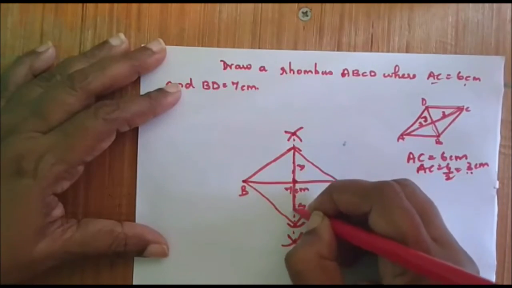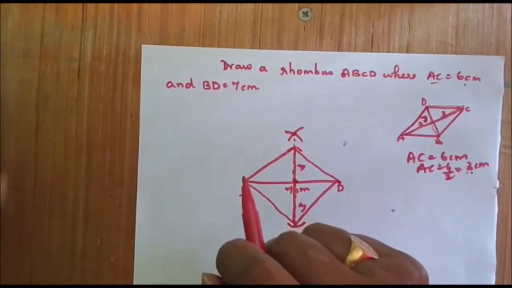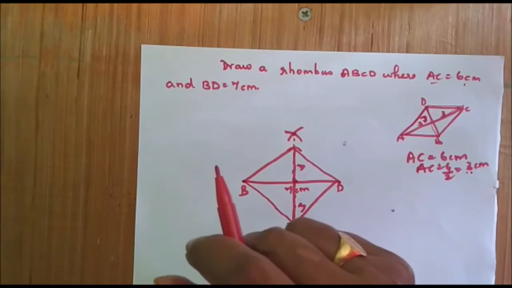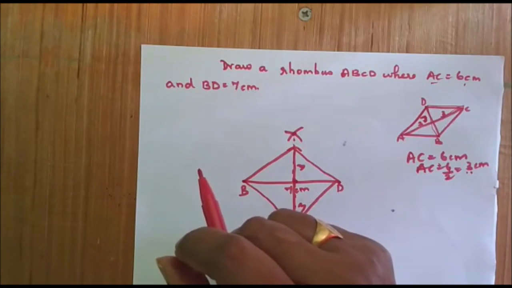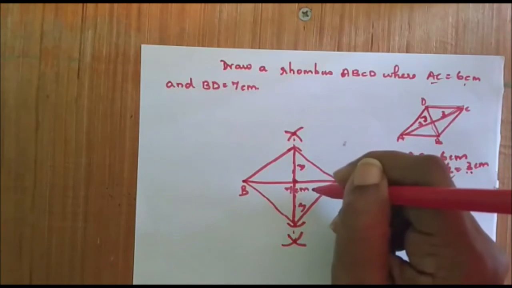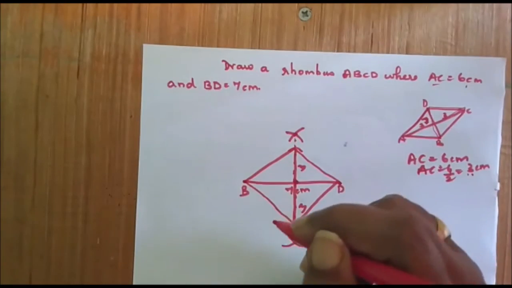I hope you understood it. So this is how I draw a rhombus ABCD given two diagonals. Since the diagonals bisect each other and they are perpendicular, we are making use of these properties, we have drawn the rhombus. I hope you all understood it.